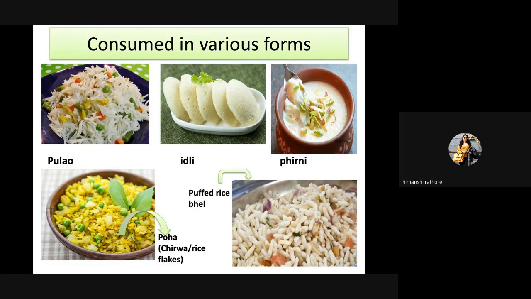Now this is the picture showing the items which are prepared in India with rice. As I told you, pulao, idli, which is used in the south part of India, then firni, which is a sweet dish, and there is a picture on the right hand side showing the puffed rice, bhel, which is largely consumed in our country. Then a picture showing you poha, which is made out of rice flakes.